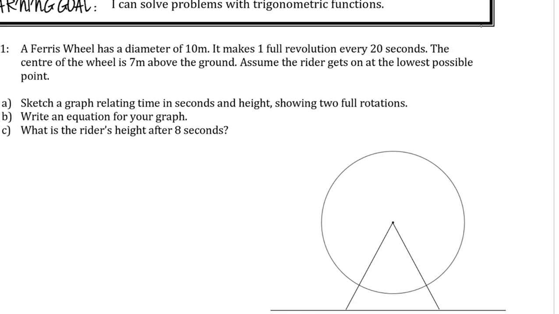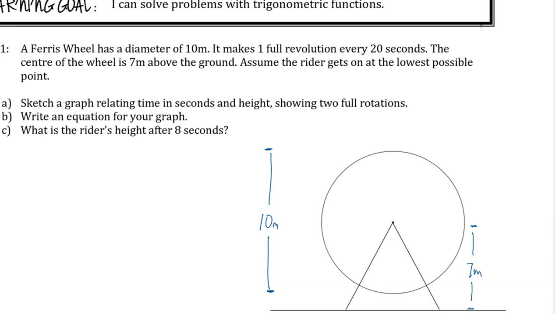You could probably figure out how to label the diameter, because that's just the length across the circle. So I'm actually going to label it off to the side over here. So this is 10 meters. Okay. And what does it mean when it says the center of the wheel is 7 meters above the ground? Well, that's this right here. That's the center of the wheel, 7 meters.